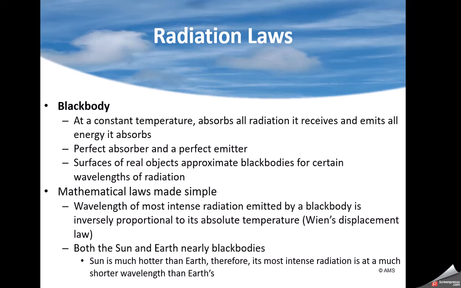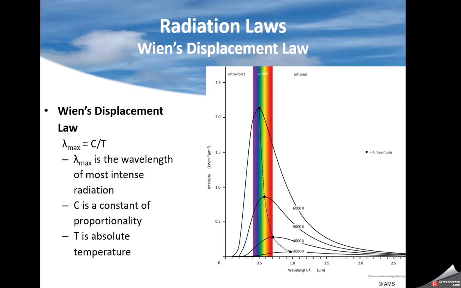So in essence, it's not a perfect emitter. It's not a perfect black body, but it's very close. But when you have a black body, the mathematical laws become much simpler. So we're going to assume both the Earth and the sun are black bodies for this course.